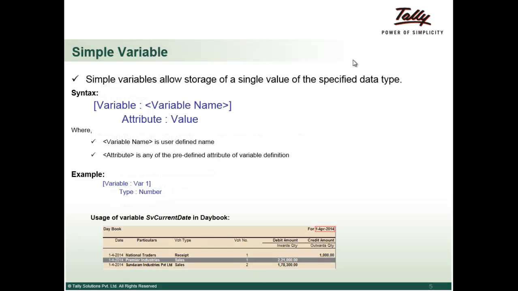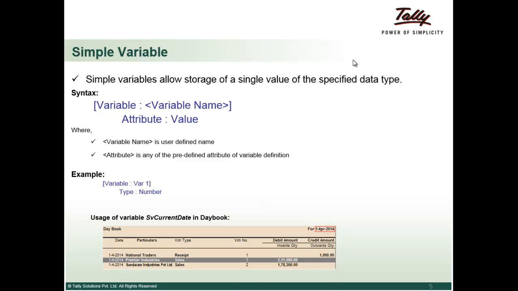So we'll go through the simple variables. You would have already been aware of the simple variables, which were already covered in the basic TDL classes. So we'll just go through it once. What are these simple variables? It just allows the storage of a single value of a single data type. This is the syntax: there is the variable, you give the variable name, and whatever attribute, you give the attribute name and you give the value for it.